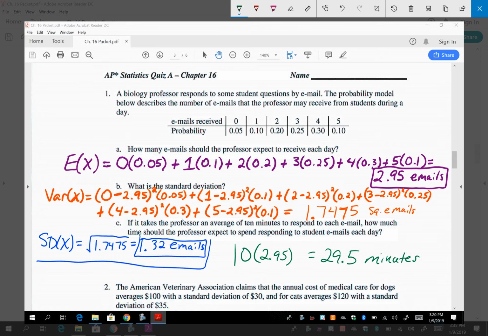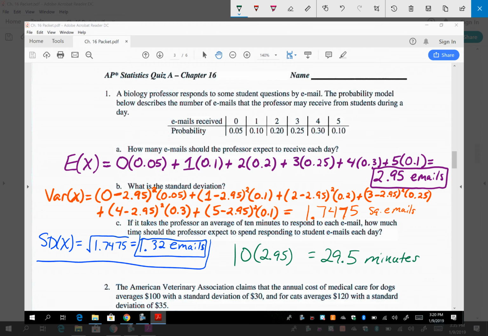Let's say on Monday, the professor gets 4 emails from students. Tuesday, 3. Wednesday, 1. Thursday, 5. Friday, none. So if I look at those 5 days, how spread out each day is from the average gives me the average spread of my data. It's weird because standard deviation is actually an average, but it's the average distance from our data values to the mean. Everybody good with the professor? Questions on the professor?